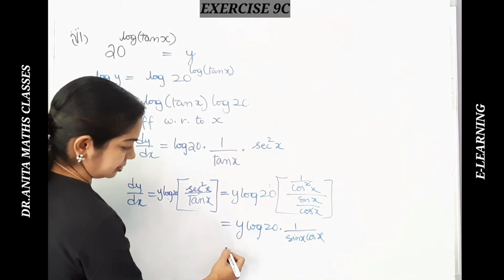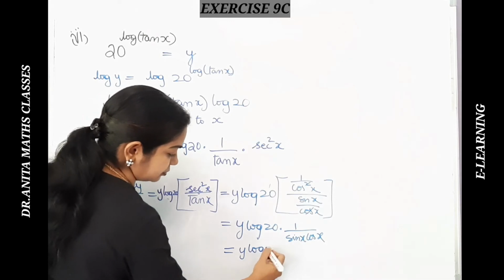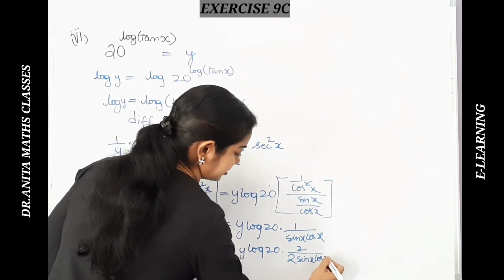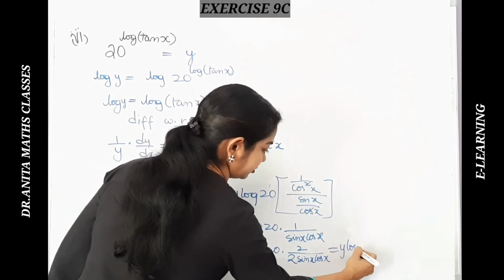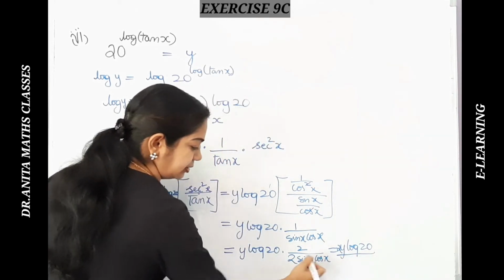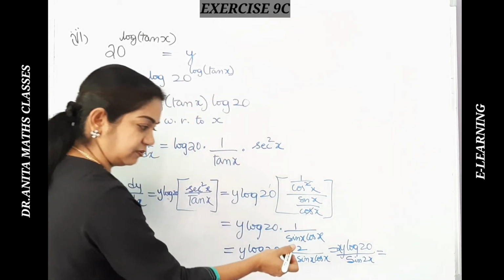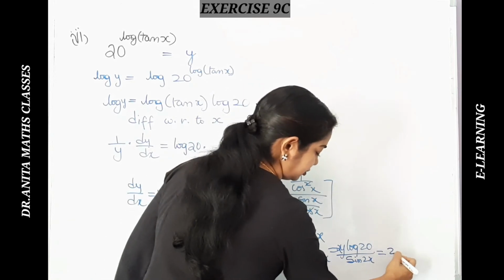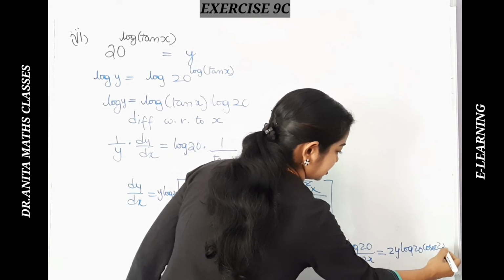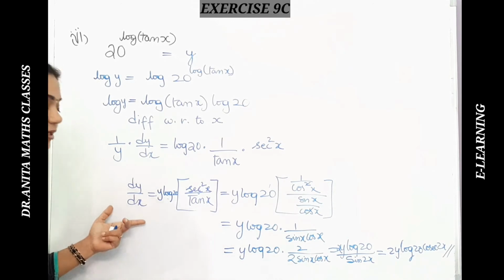Again we can multiply 2 up and down. So if you multiply 2 divided by 2 sin x cos x, we get y log 20, with 2 taken out here, divided by sin 2 theta, that is sin 2x. If we want to write it in reciprocal form, 2y log 20 cosecant 2x. So this is the final answer. This is the derivative. Pause it and note here.